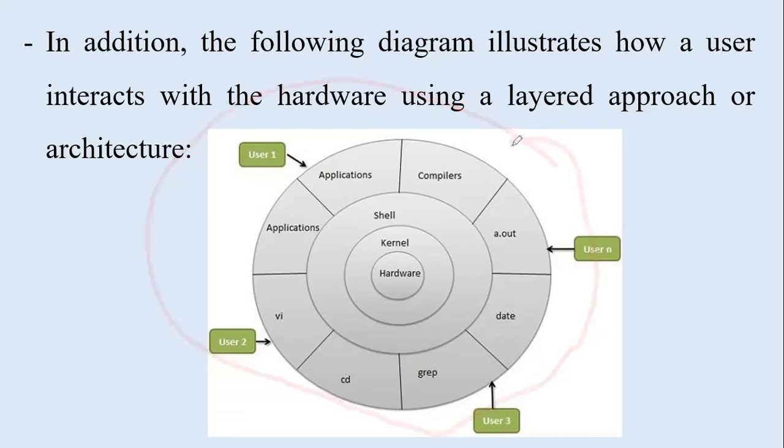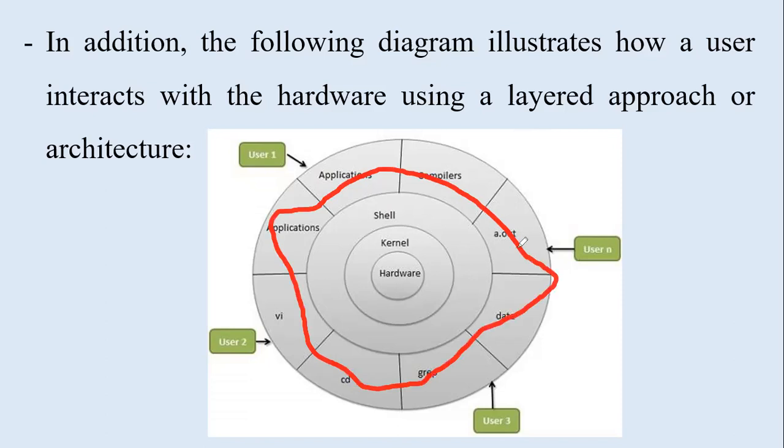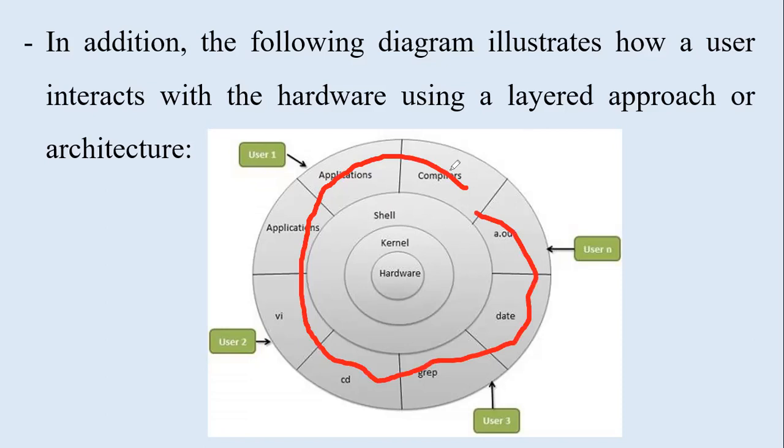Now, if we want to perform any task with a computer, we need to have the relevant software or programs, as I have said. So the programs form the second layer, this layer, which I'm highlighting here. So under the second layer, we have various types of programs. Examples: compilers, a.out, date, grep, cd, vi, applications, and the others. So those are the software that we can have. And remember I've said this is the application layer, the layer that contains the programs that you are using as a user to perform various tasks.